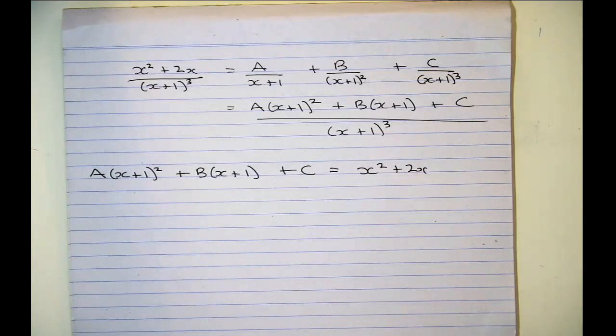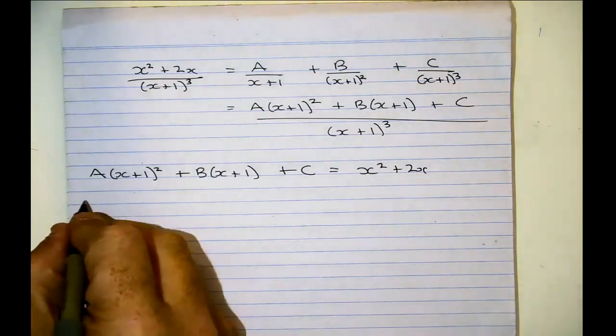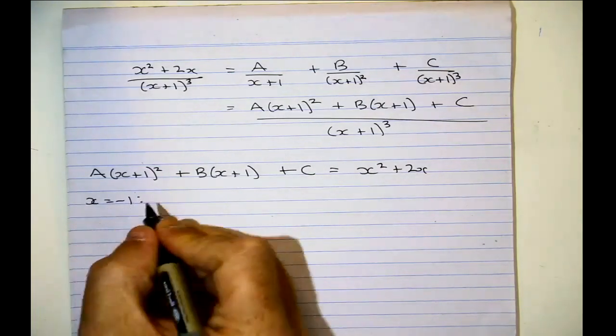So here it's up to you. You do it whichever way you want. In the class examples, which I'll do in a sec, I equate coefficients. Let me show you a different way. Well, when x equals minus 1, I'm going to get one of them.